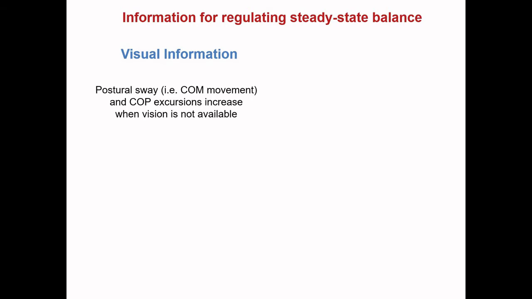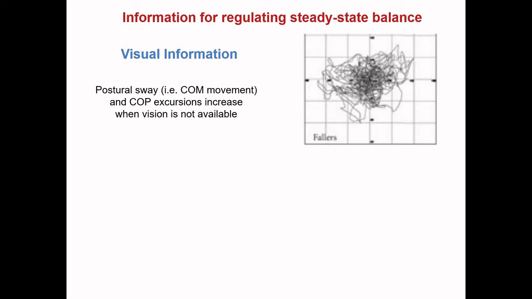The value of visual information for balance can be seen quite clearly as soon as we ask someone to close their eyes. Both postural sway and center of pressure movement will increase when you ask someone to close their eyes. This suggests that visual input is important for steady-state balance control.